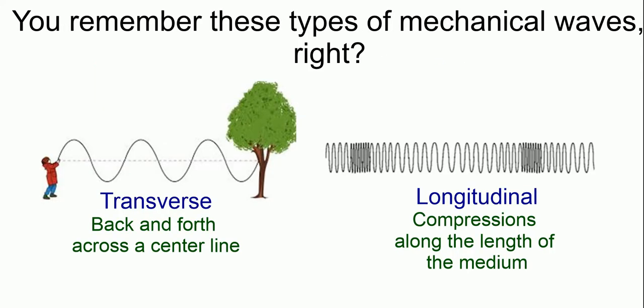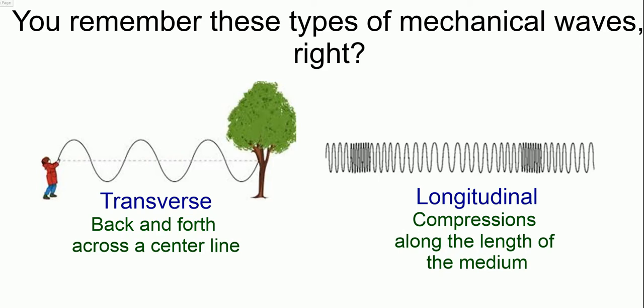Before we go look at those two things, you remember these two kinds of mechanical waves, don't you? Remember these, a transverse wave, back and forth across the center line. There's your center line. Back and forth like this, a transverse wave. Then we had longitudinal, that had compressions that traveled down the length of the medium, didn't we?